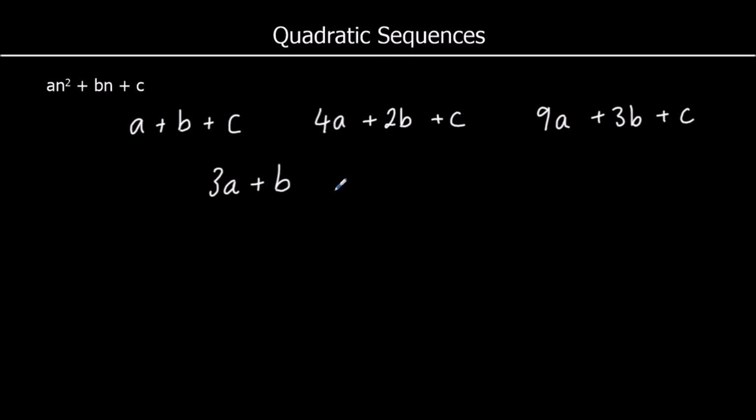How about the difference between the second and third term? So 4a to 9a is 5a. And 2b plus b makes 3b. And c take away c is nothing. So the difference between term 2 and 3 is 5a plus b. How about the second difference? How about this difference down here? So the difference between 3a plus b and 5a plus b, the difference there is 2a.